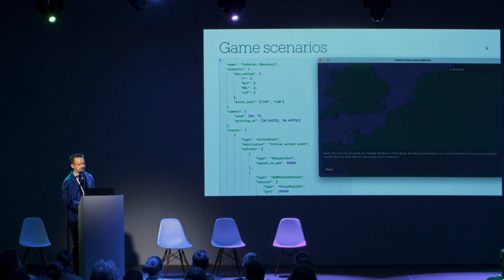Also, one of the things that were important for me is creating several game scenarios. I describe a scenario in a JSON file. It's a description of what airports are available, what cities are available, how the camera should be placed, what events should be happening, literally anything. And this is the result of adding several actions, dialogue, and cities. It's super flexible because you can create several scenarios and execute whatever scenario you want.